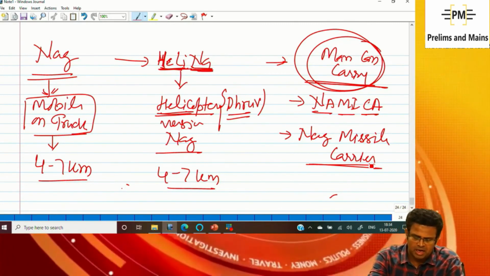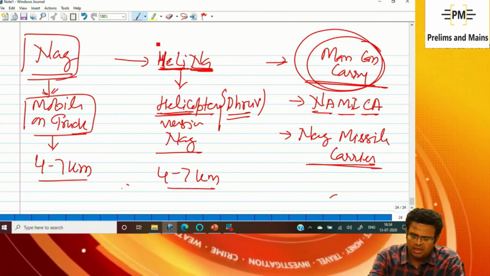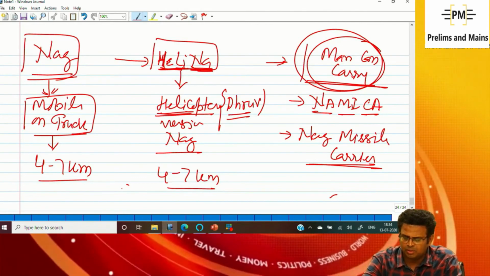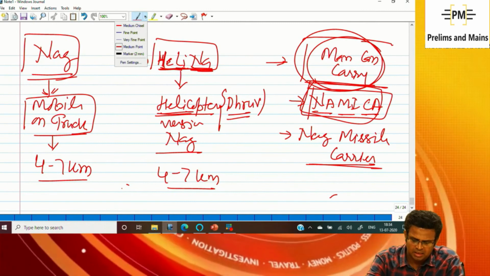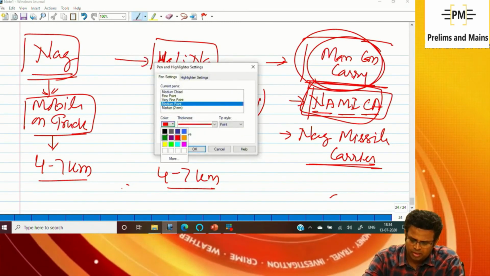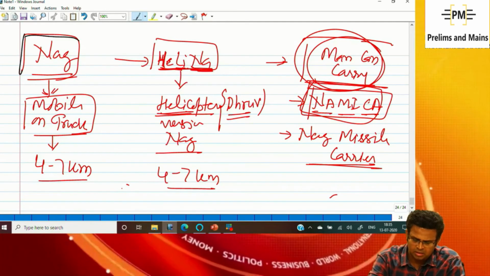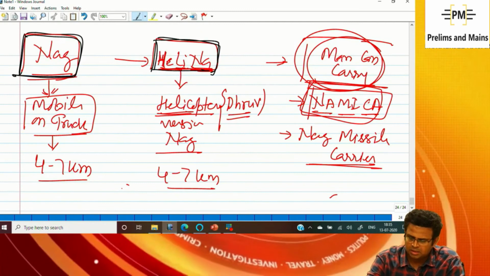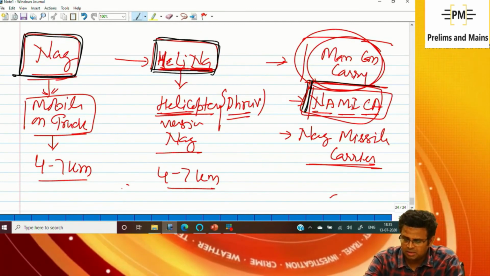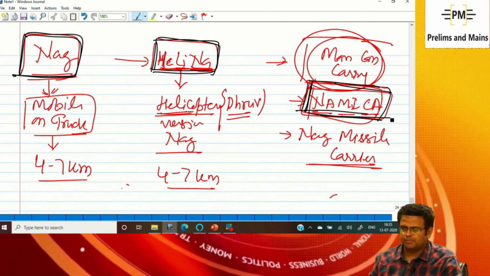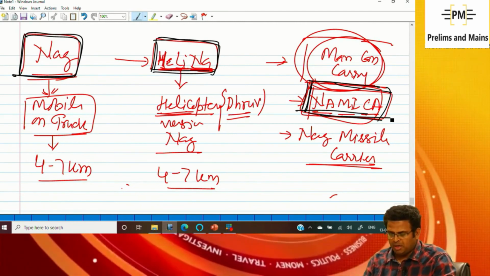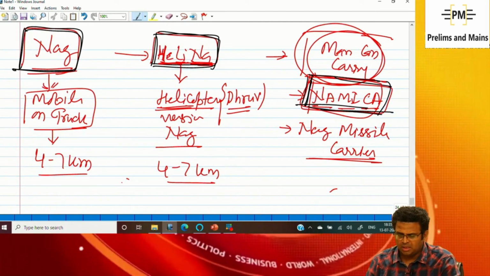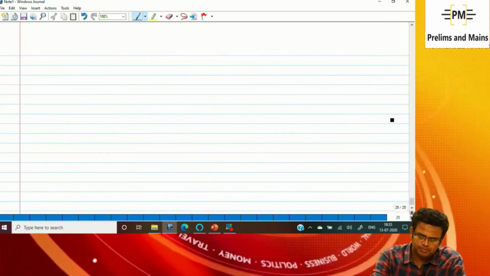So we have finished with Nag also, and Helina is one version of it, and Namika is another version which a man can carry. So we can say Nag, Helina, and Namika, clear? So we have seen that it is an anti-tank missile, working surface to surface. Another one we can say is Pinaka.